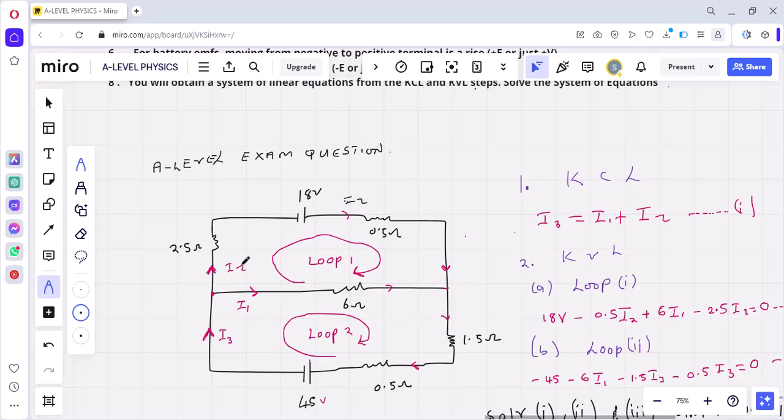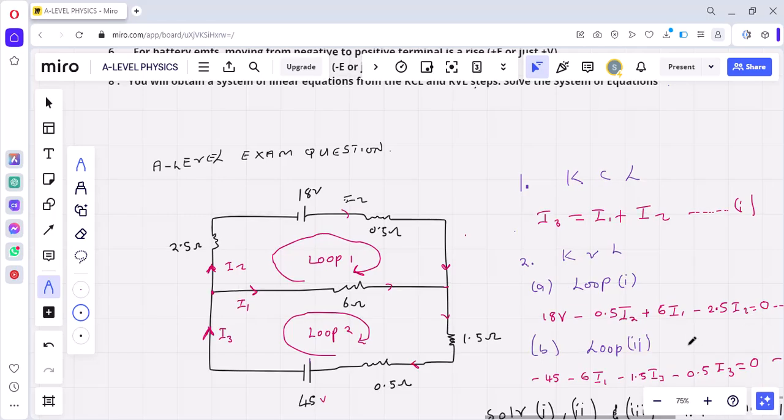Then after that, I'm at this point here. I'm moving in the direction of the current, so that will give me a potential drop. How do I get that potential? By multiplying the resistor times the current, and the current is I2, so that will give me negative 2.5 I2. This should be equal to 0.